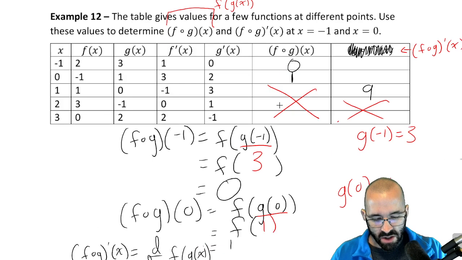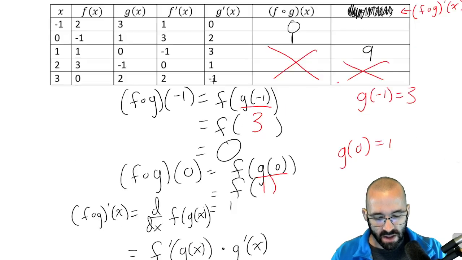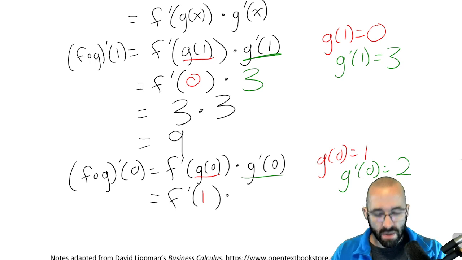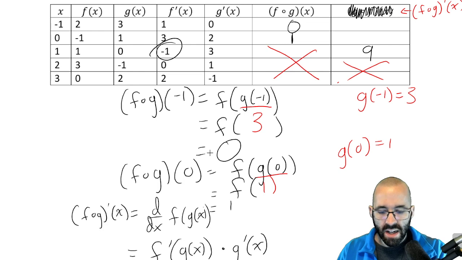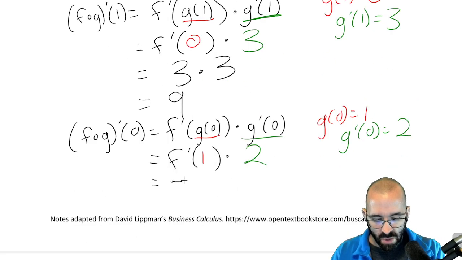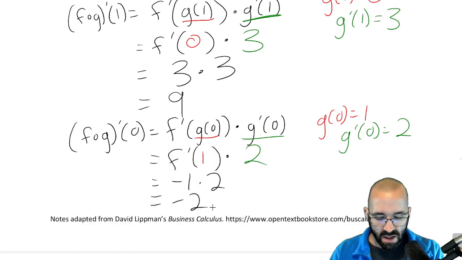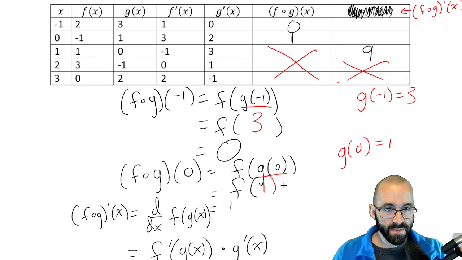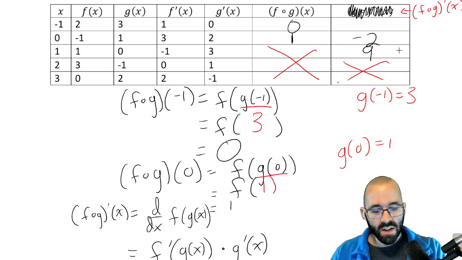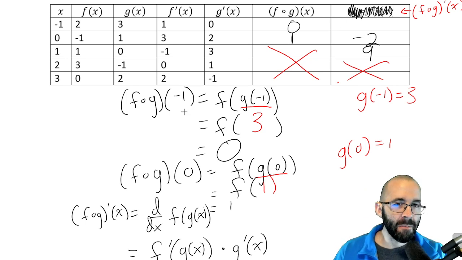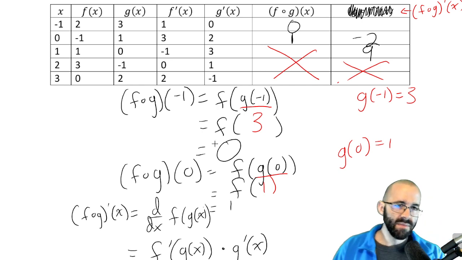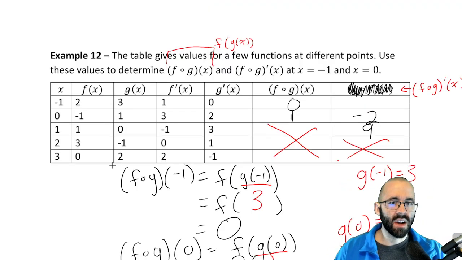All right, g prime of 0 was 2. Great. So we get something that looks like this. All that's left is to find out what f prime of 1 was. F prime at 1 was -1. We get -1 times 2, or -2. You could do something similar to find what the question actually asked. That box up there. But that's the idea here. Okay? That's what it wants us to kind of do.